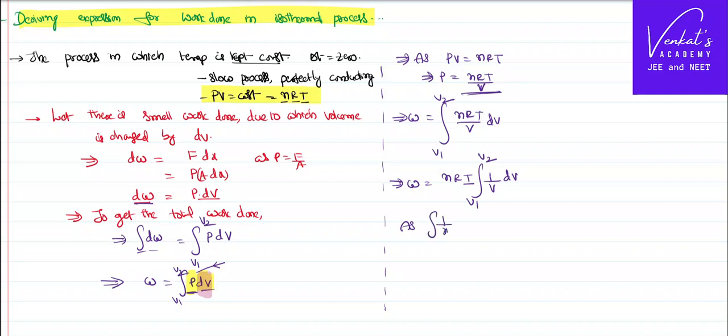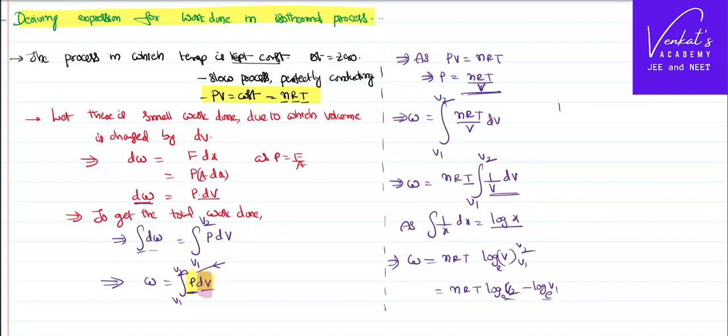We have a formula in integration. Integral of 1 by x dx is log x. So integral of 1 by V dV, work done is equal to nRT log V, whose limits are varying from V1 to V2. Of course, it has a base of exponential function e as per the definition. So you can write this as nRT log upper limit V2 minus lower limit V1. Both are having the same base. Log M minus log N has a formula log M by N. That implies work done in isothermal process, W is equal to nRT log V2 by V1, base e.